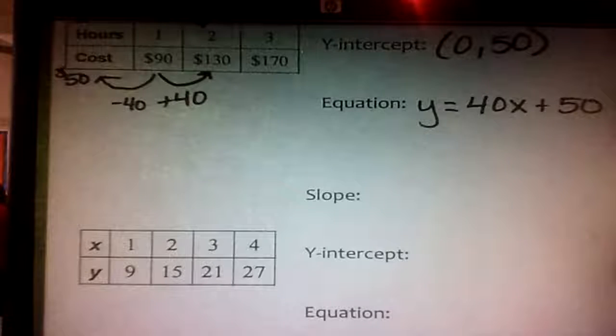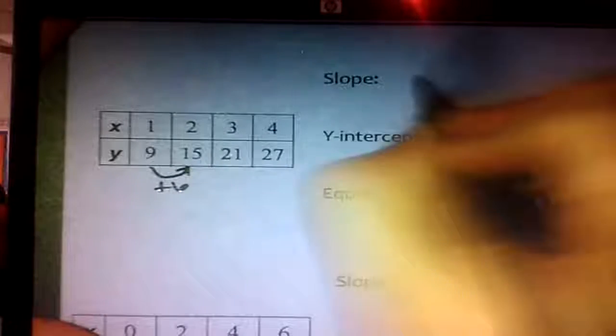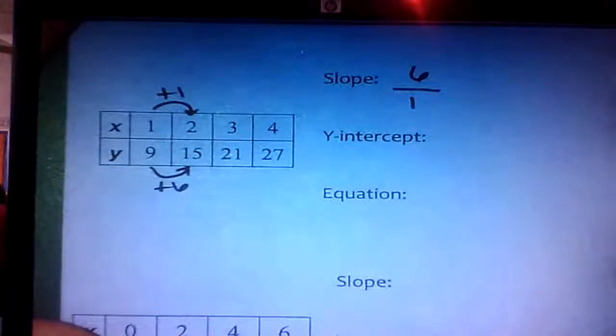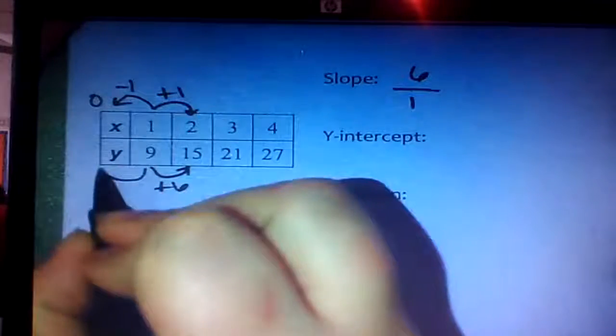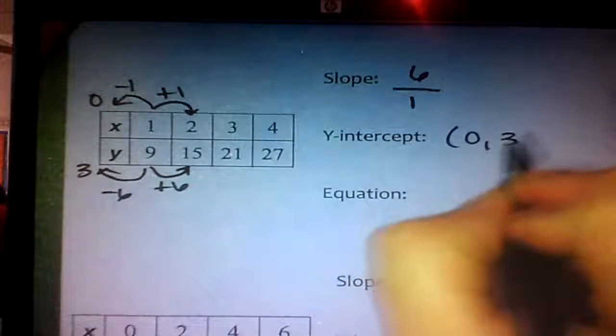Okay, so the biggest thing I'm seeing right now, most of you have gotten this first one. You realize that this is plus 6. You realize that this is plus 1. So 6 over 1. So you know then to go backwards and get 0, we have to subtract 1, which means I have to subtract 6, and that starts me off at 0, 3.